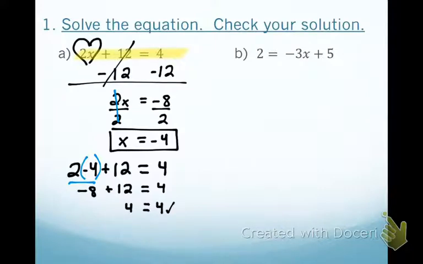So here we go on problem B. Brody, identify the variable. X. There are 2 things that are not allowing this x to be alone. What are they? What does that -3 right there mean? Am I adding, subtracting, multiplying, or dividing it?